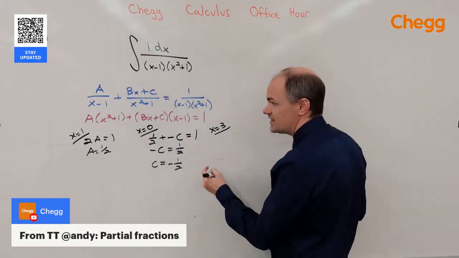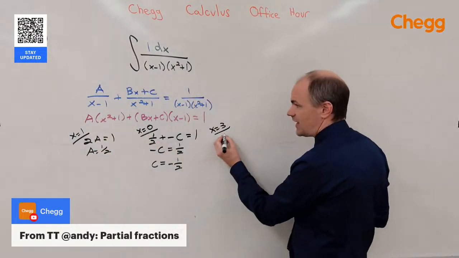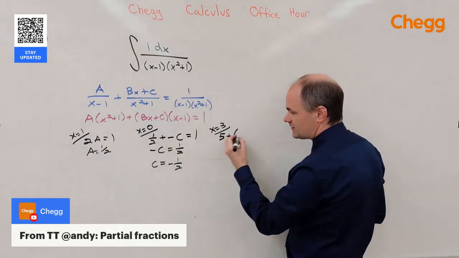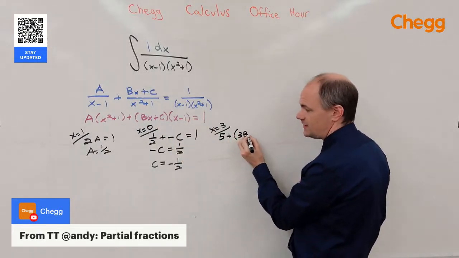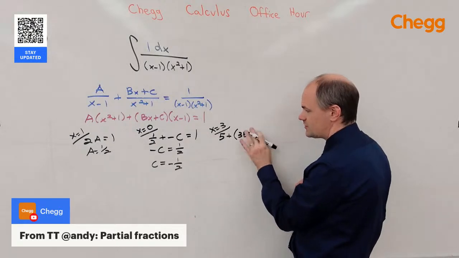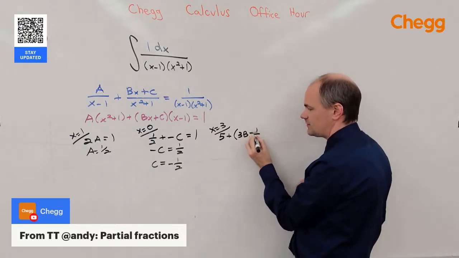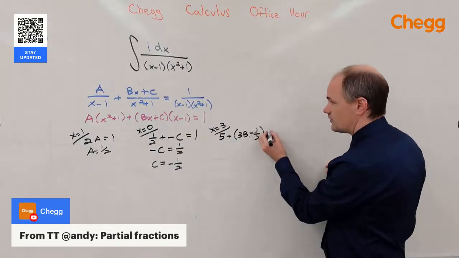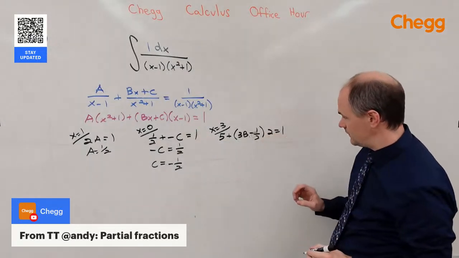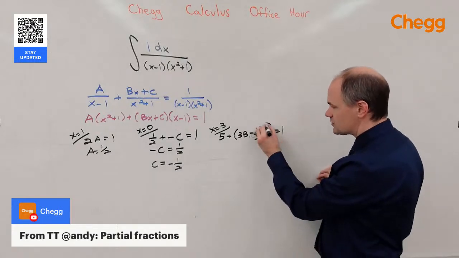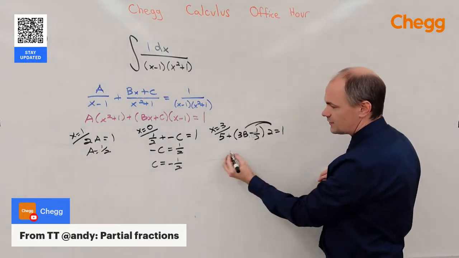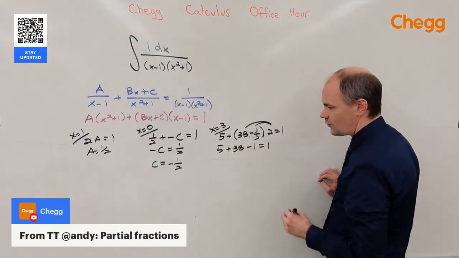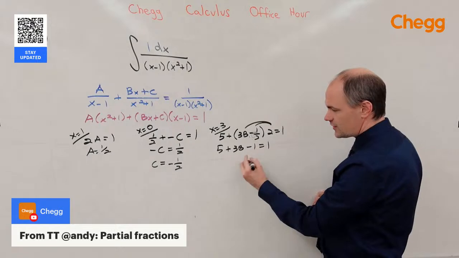So we have 10 times A. 10 times 1/2 is 5. Plus Bx, which is 3 times B, plus C, which is -1/2. So I'm still going to have that fraction. Times 3 minus 1 is 2, equals 1. Well, that's actually kind of nice because when I distribute the 2 through, that's going to get rid of the 1/2. We have 5 plus 3B minus 1 equals 1. 5 minus 1 is 4.